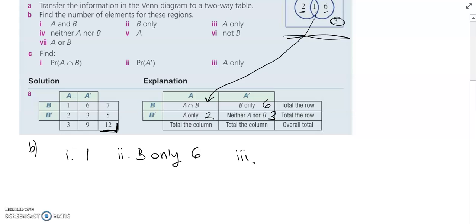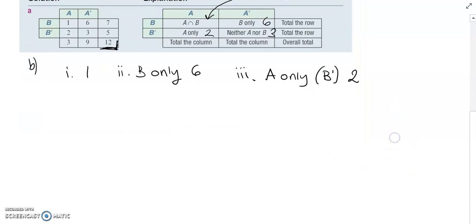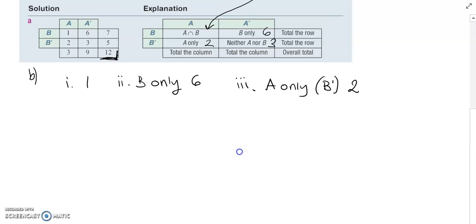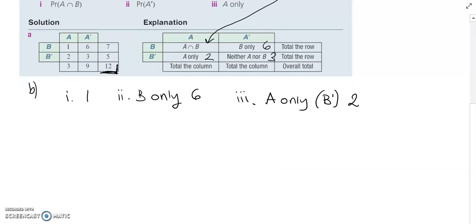My next one is A only. You might like to notate this as everything except B, if that helps you remember. So everything except B is going to be 2. Our next parts, and we can continue on like this, are neither A nor B, A not B, and A or B. The only one that's a little bit different is A or B, so I'm going to do that one for you guys.